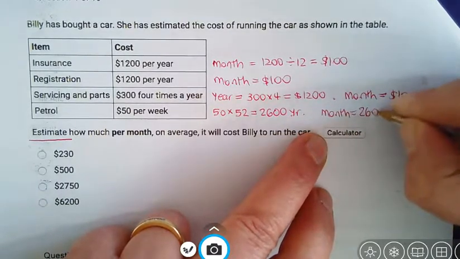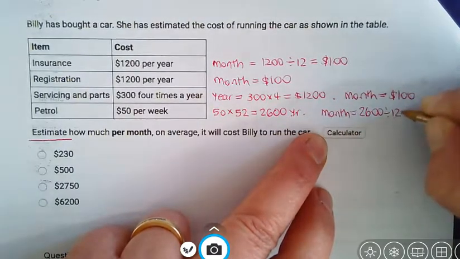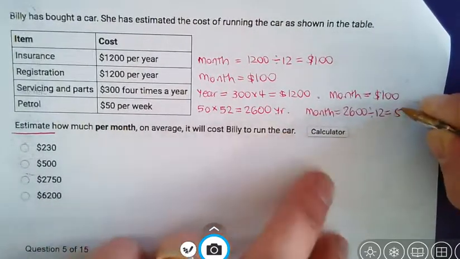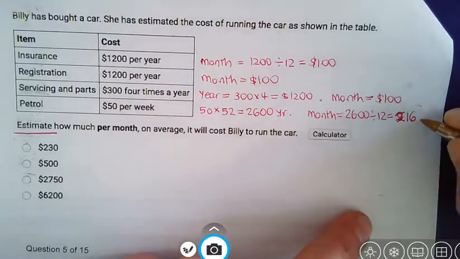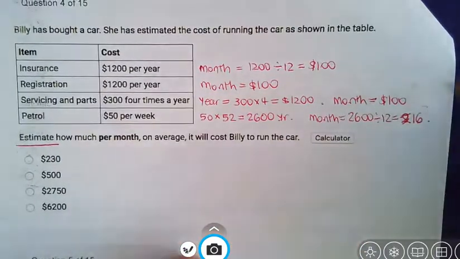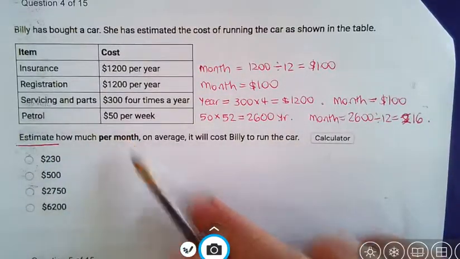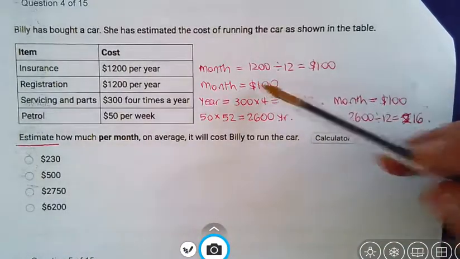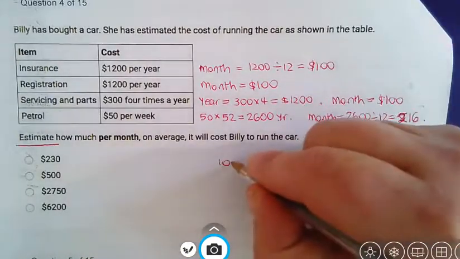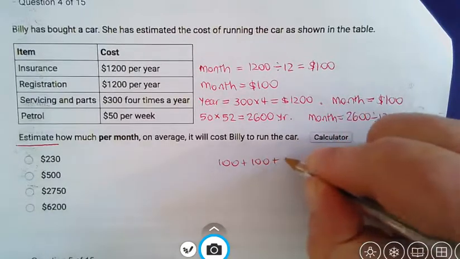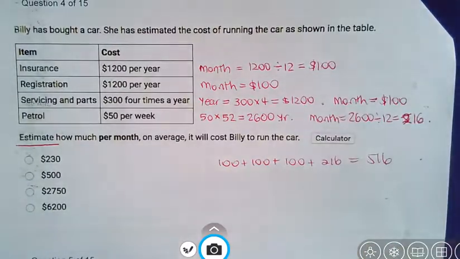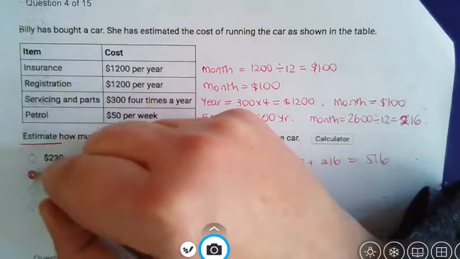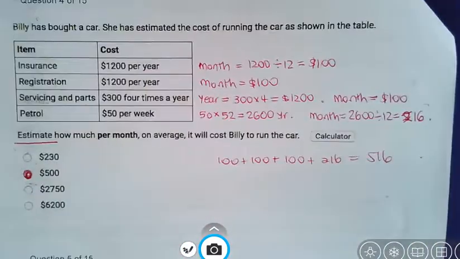So that's for a year, and then you divide it by 12 to get the monthly. So what do you get? About $216 approximately. But it says estimate how much per month. Now, you've got 100 plus 100 plus 100 plus 216. So that gives you 516, which is about 500.